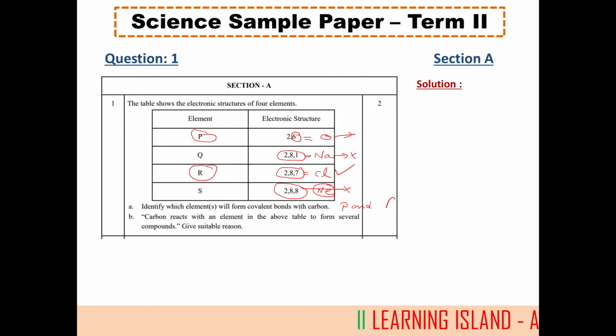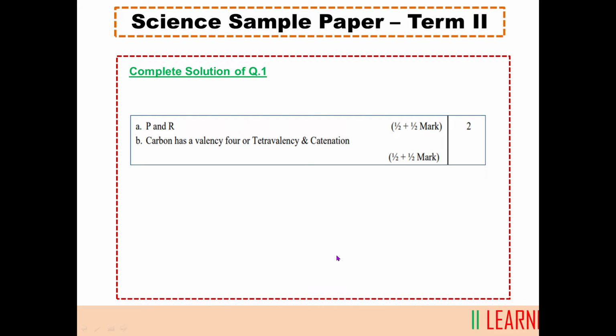Now, carbon reacts with the elements in the above table to form several compounds. Give the reason why. It is very obvious that carbon is tetravalent, that is, its valence is 4, and it has the property of catenation. That's why it can make covalent bonds with these. It is easier to share the electrons rather than releasing or accepting 4 electrons to make the octet. So carbon always makes covalent bonds, and it has the catenation property. So the first question is clear to you. So these are the final answers.